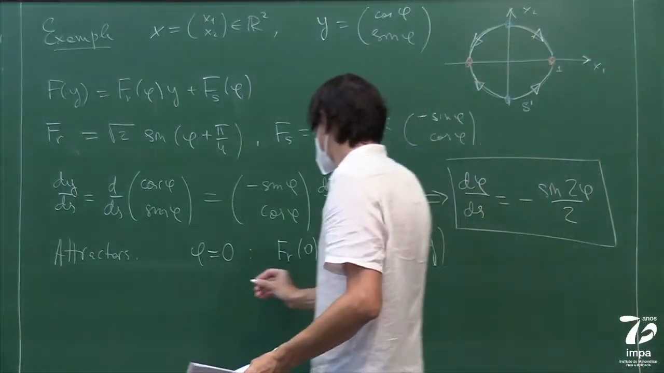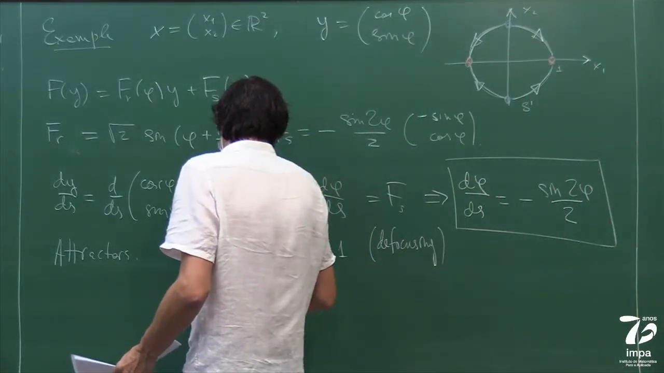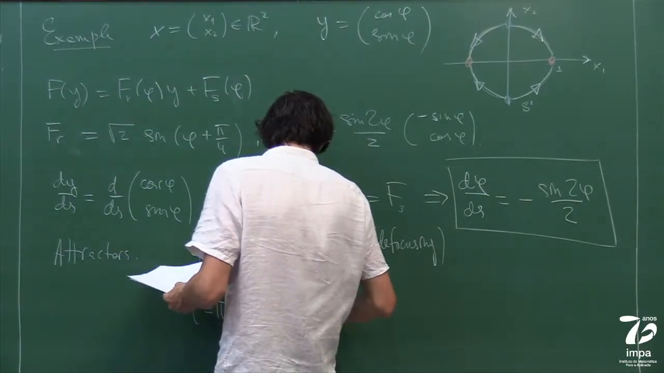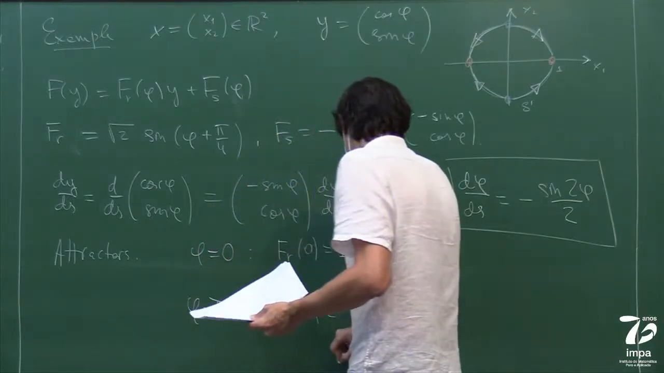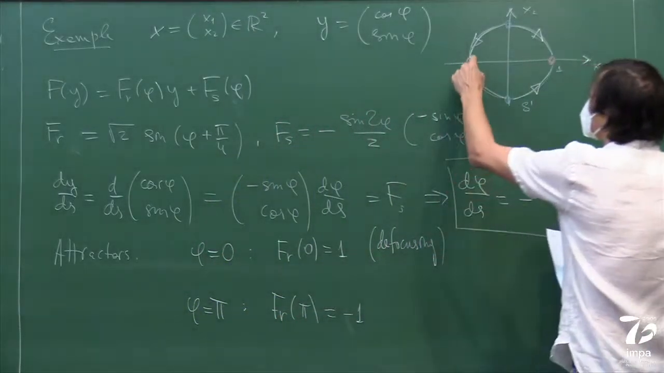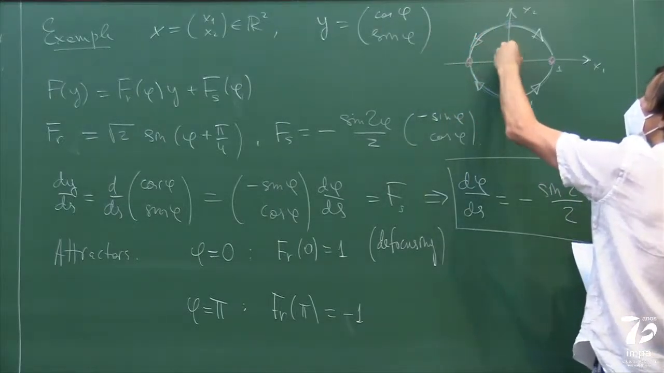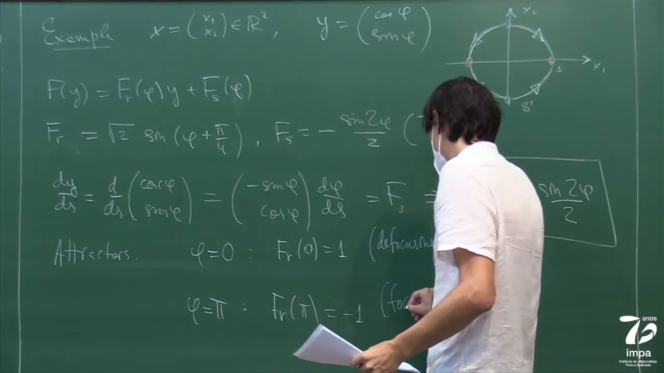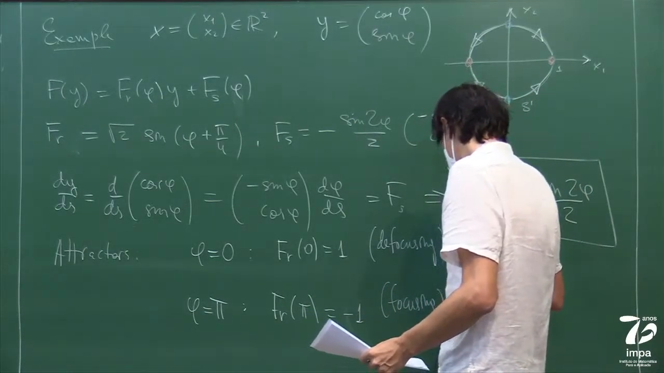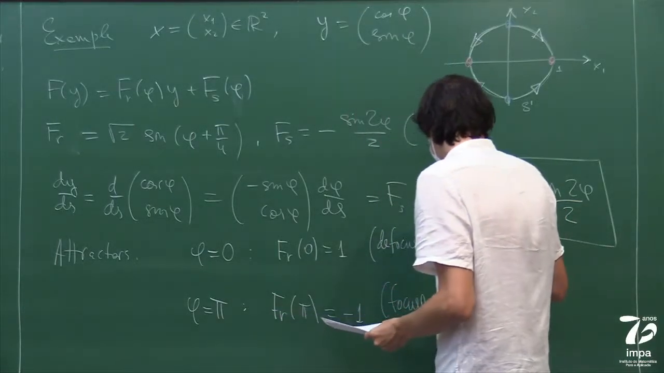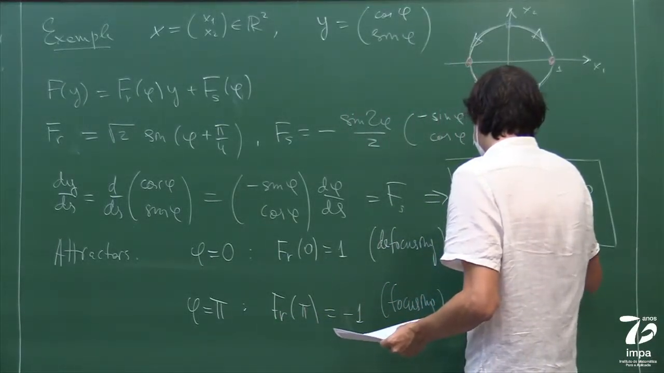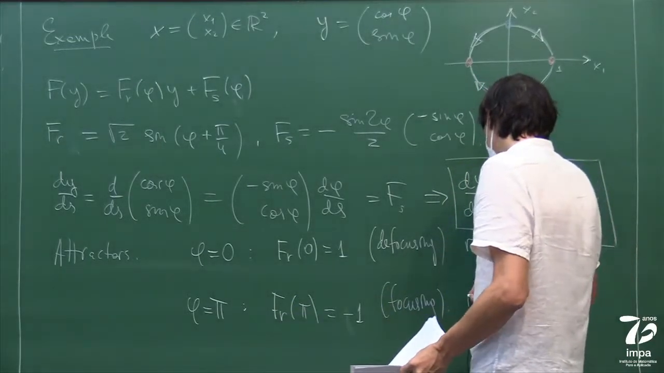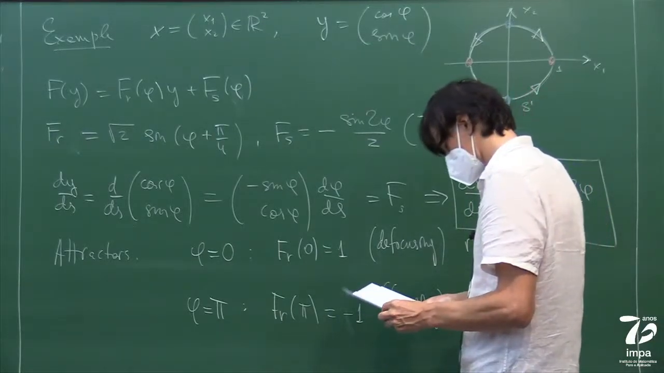And another attractor is pi, and then you can check that at point pi f_r is -1, which means that whenever you're near this attractor, all the solutions will go to the center. It's a focusing case. So in a defocusing case, in other words, R will try to go to infinity. In the focusing case, R will go to 0, to the center.